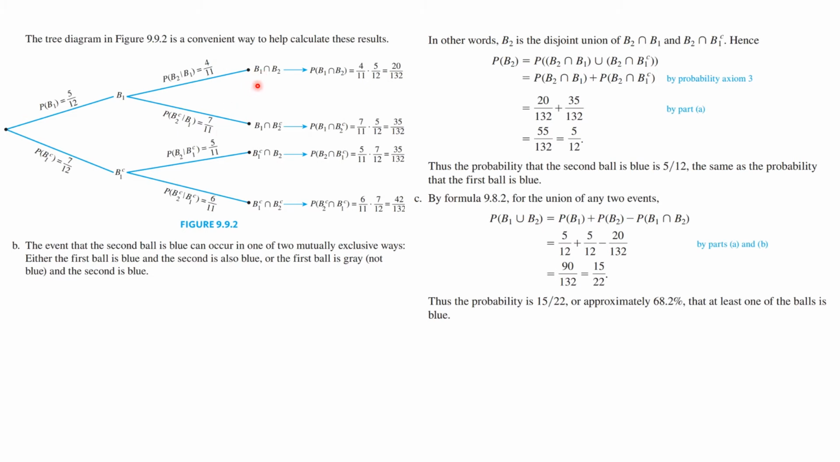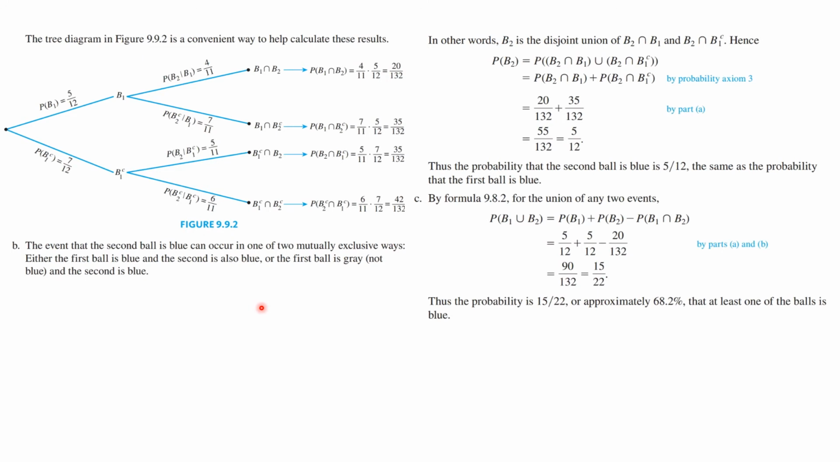And this is the probability they're both blue. This is the probability that we're blue and not blue, not blue and blue, and not blue and not blue. Each of these we've structured so that we multiply probabilities to get them, and so we get these as our answers.